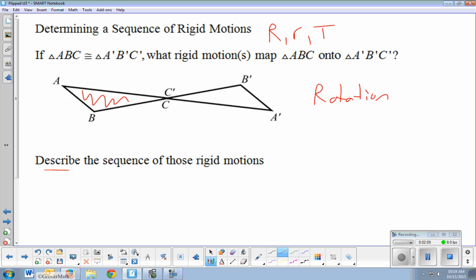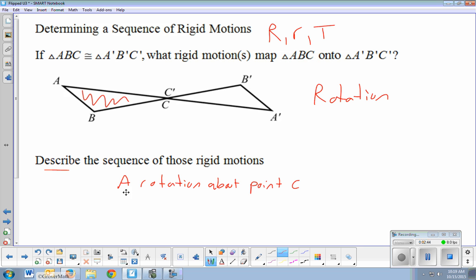So we'll say a rotation about point C. You could say around point C if you don't like about. A rotation about point C. Now, not only do you need to say what point you're rotating about, you also have to say by how much. Now, this is a 180-degree rotation, but they're not always going to be perfect 180 degrees. And we're not going to always know exactly what the angle of rotation is.